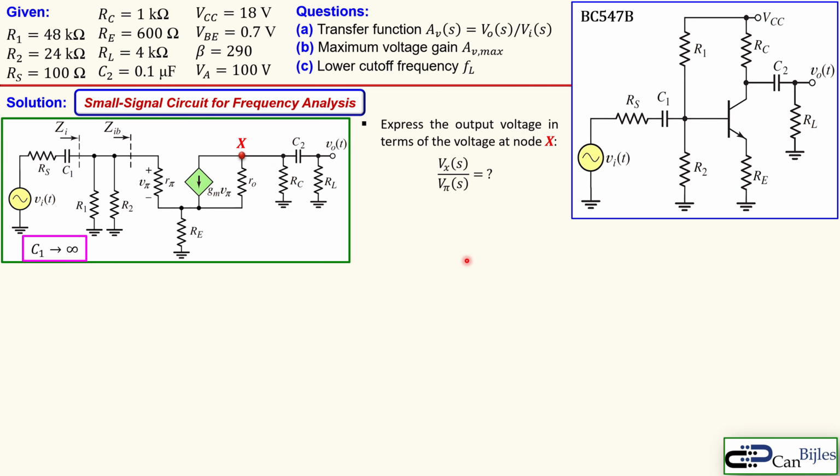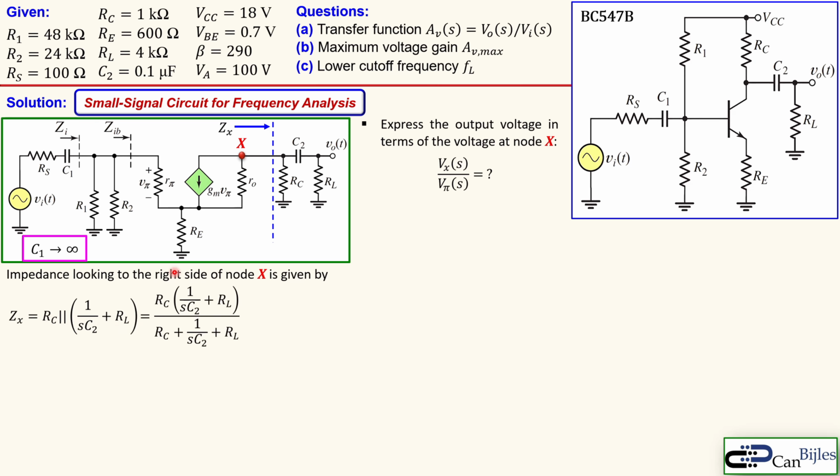Okay, now we continue with our determination of the Vx over V pi. That is the next step. So looking at the right side of the node X here, that is what we call the impedance Zx, and that is then the impedance of the parallel combination of RC and the series combination of the C2 and RL. That's actually shown here. So I can then calculate that by multiplying the RC and this term divided by the summation. That's actually shown here. And then multiply the numerator and the denominator by SC2. That's shown here. And we see here now the expression for the Zx.